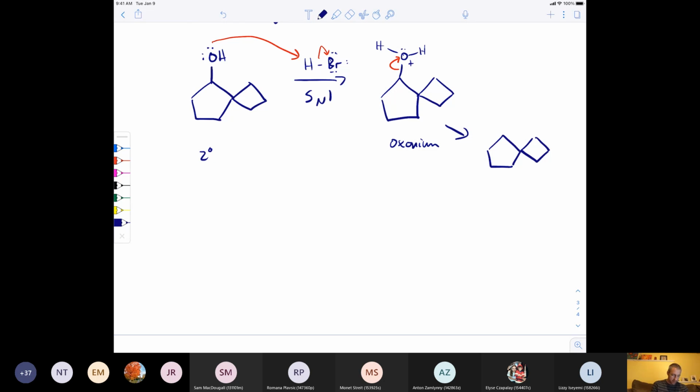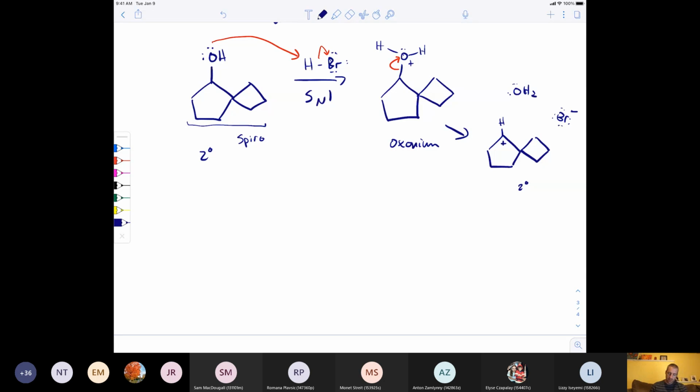These kinds of compounds, by the way, with two rings joined at one spot, are called spiro compounds. Okay, so water is up here somewhere and came off as a leaving group. And we still have bromide around too, don't forget. But we have a cation.